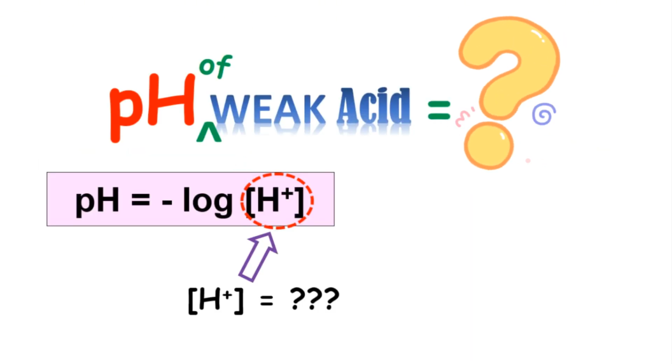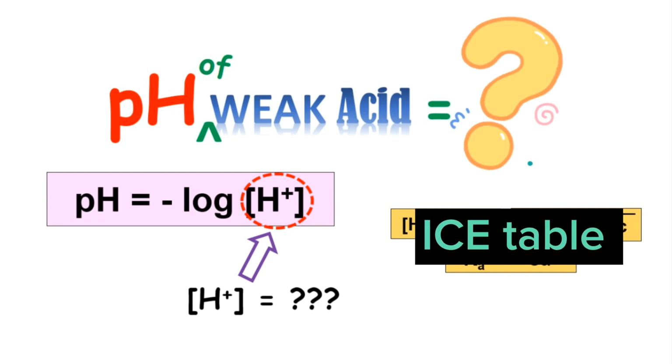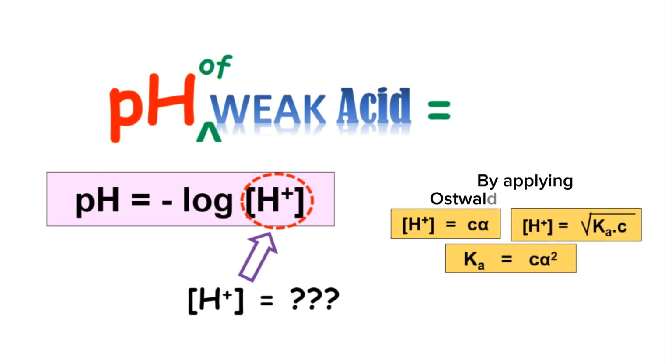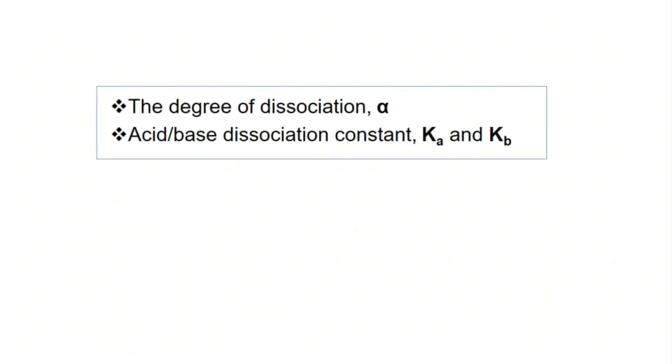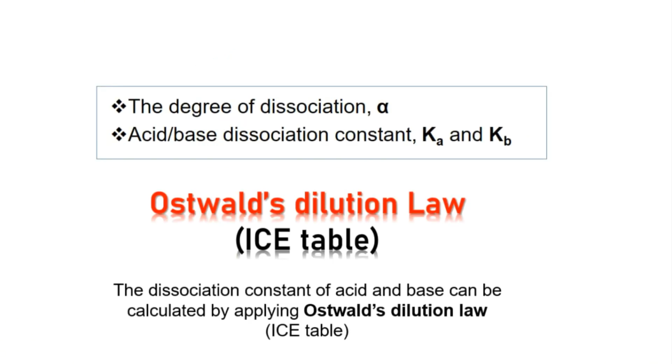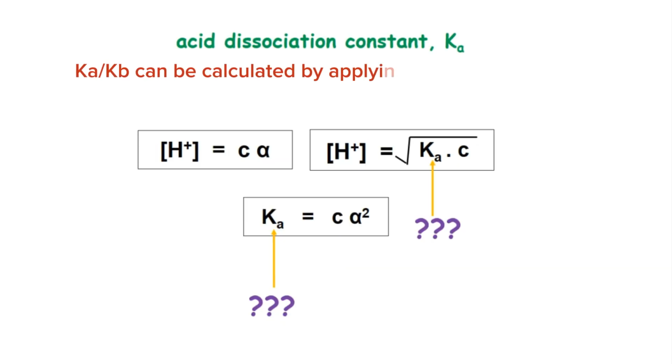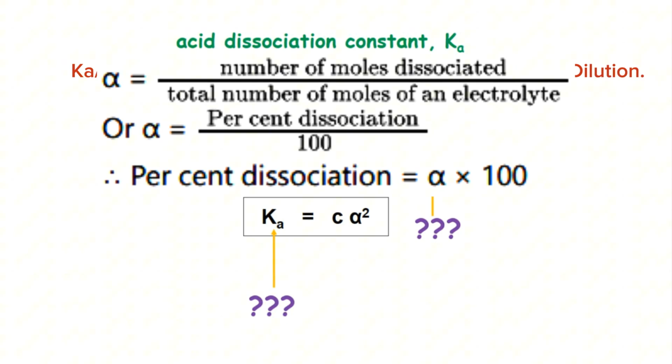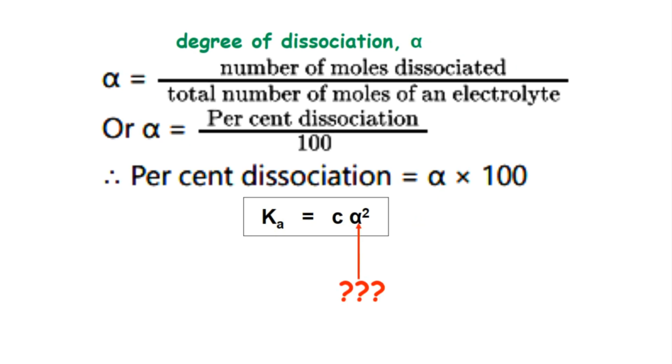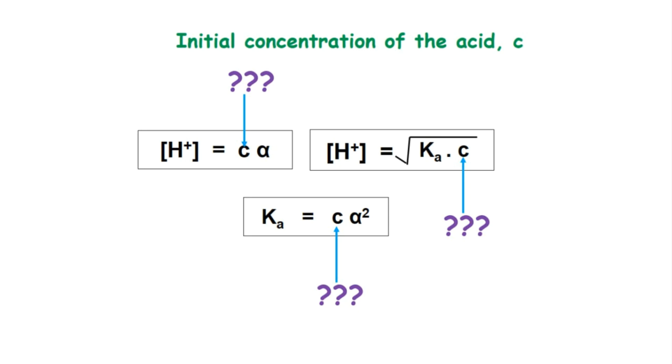By referring to the ICE table, we can get this formula. By using the ICE table, we can determine the equilibrium concentrations of reactants and products. Then we can calculate the acid dissociation constant, degree of dissociation, and initial concentrations.